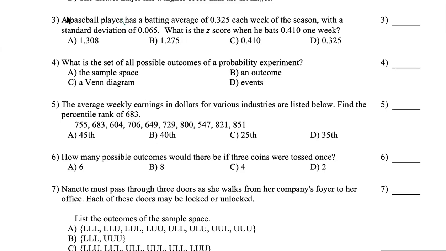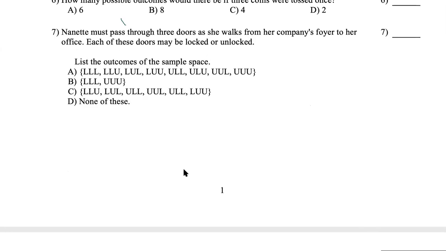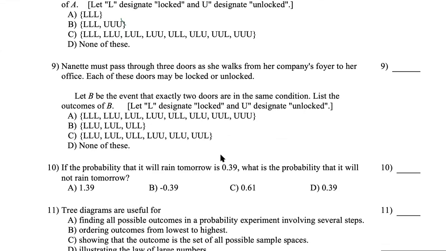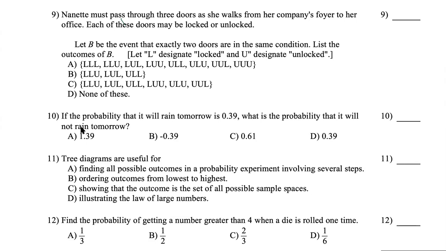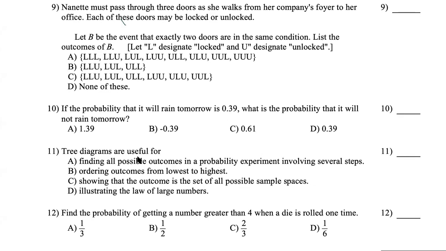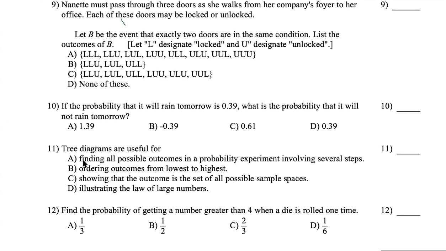Okay. What are the probabilities? Those ones I'm not going to go over, that should be pretty straightforward. Now, let's see. If the probability of raining tomorrow is 39%, what's the probability of not raining tomorrow, right? That's very easy, everybody. 1 minus that, 61%. Tree diagrams are very useful for A, find all possible outcomes in a probability experiment involving several steps. That should be the one, right?